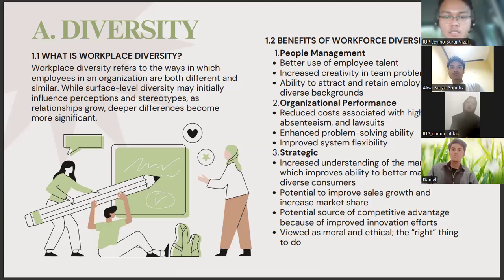And the second is organizational performance. There are 3 points. The first is reduced cost associated with high turnover, absenteeism, and lawsuits. The second is enhanced problem-solving ability. The third is improved system flexibility. For example, a diverse workforce can reduce turnover, absenteeism, and legal risks, leading to significant cost savings, improved problem-solving abilities, and flexibility, enhancing organizational effectiveness.